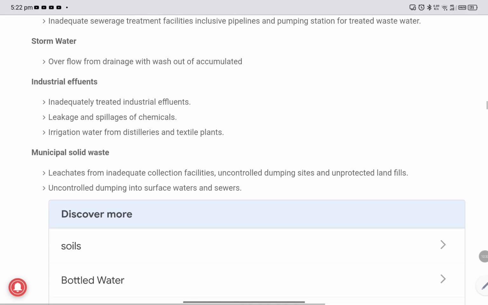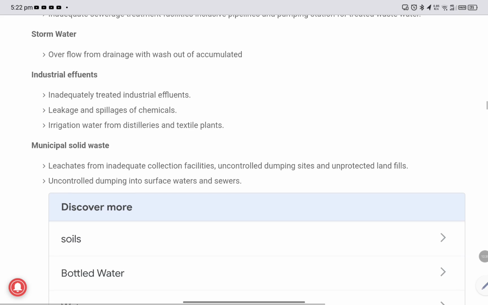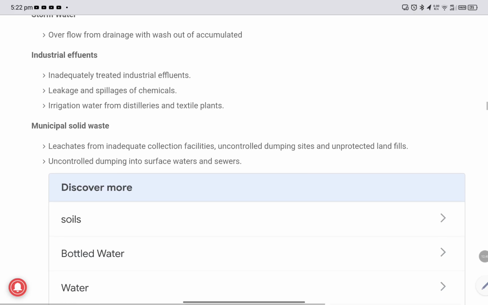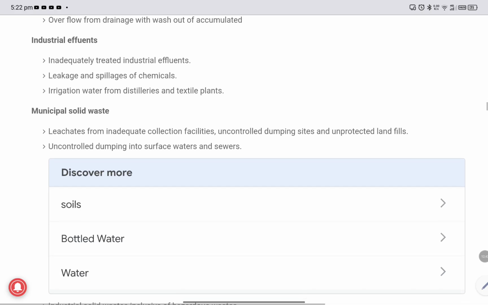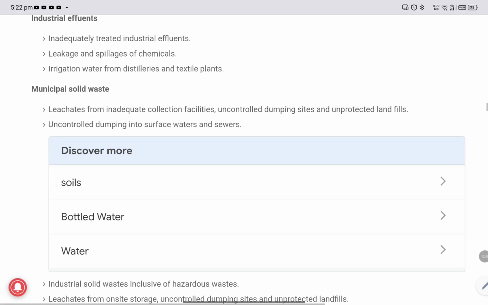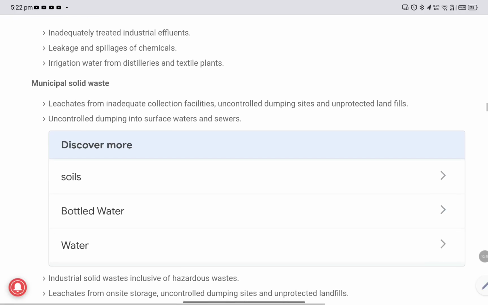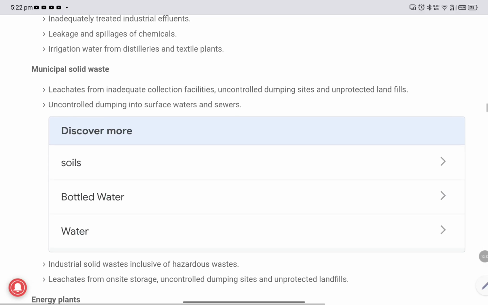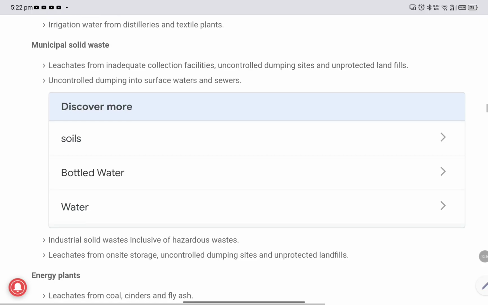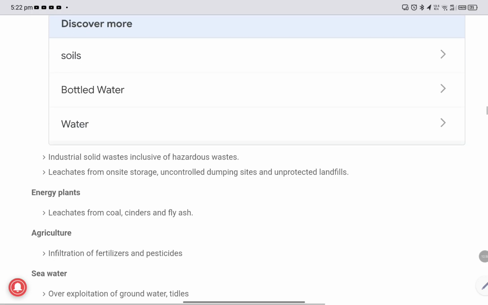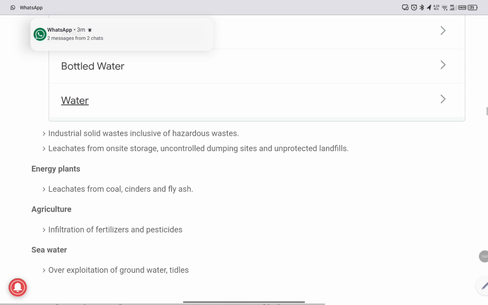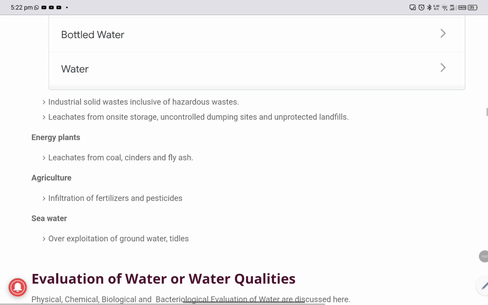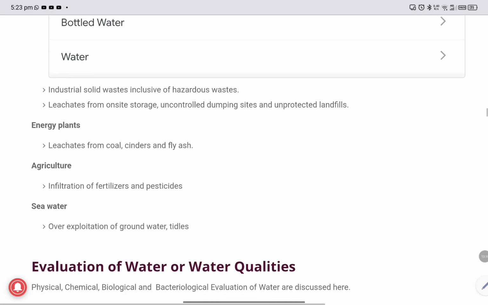Inadequately treated industrial effluent, leakage and spillage of chemicals, irrigation water from distilleries and textile plant. Municipal solid waste, leachates from inadequate collection facilities, uncontrolled dumping site and unprotected landfills, uncontrolled dumping into surface water and sewerage. Industrial solid waste, inclusive of hazardous waste, leachates from on-site storage, uncontrolled dumping site and unprotected landfills.